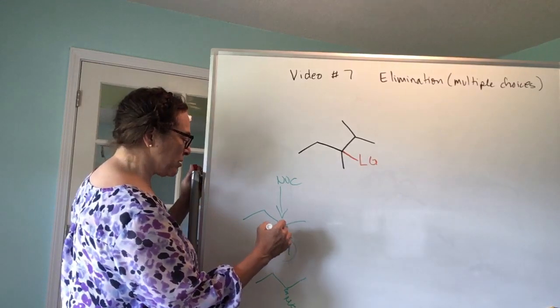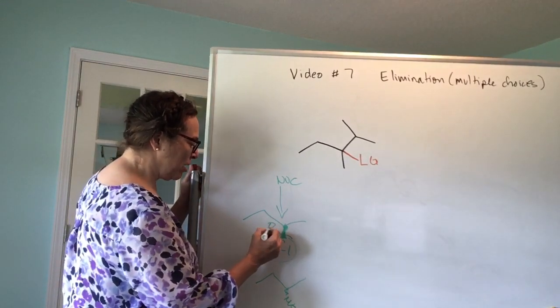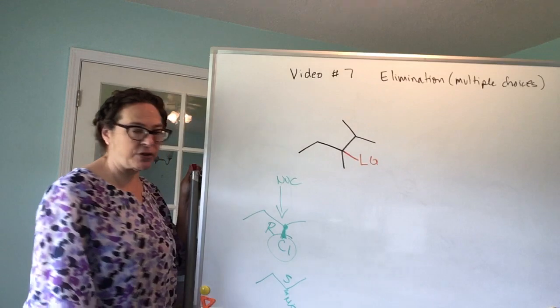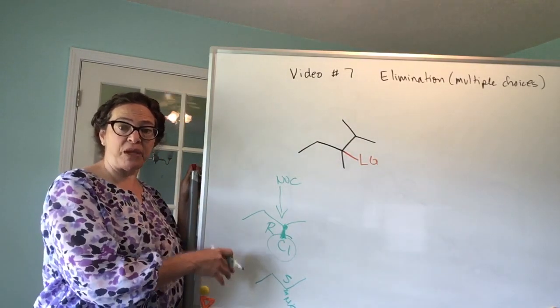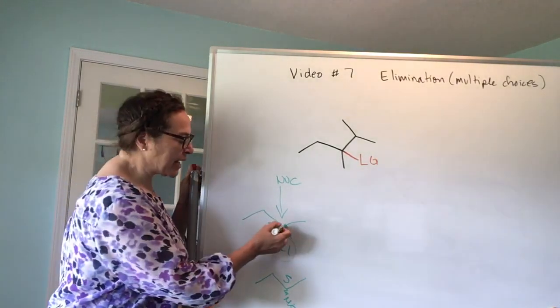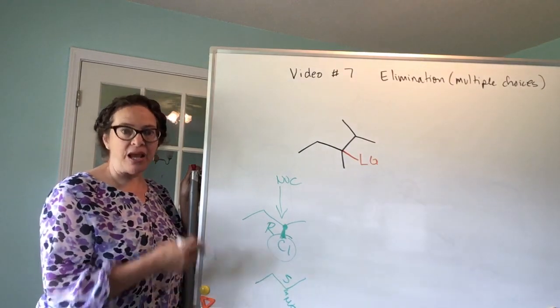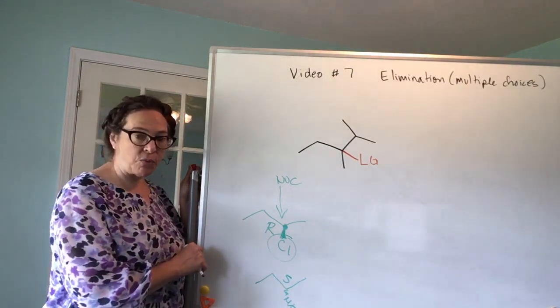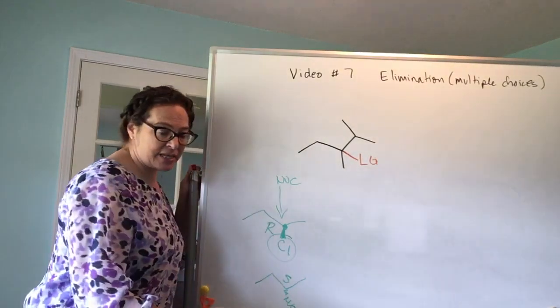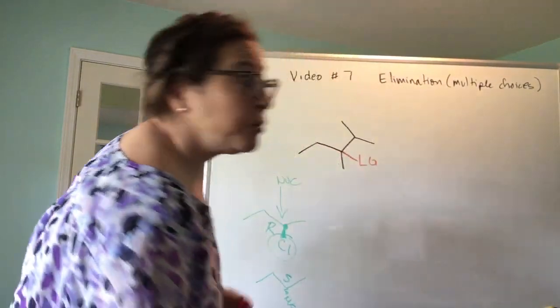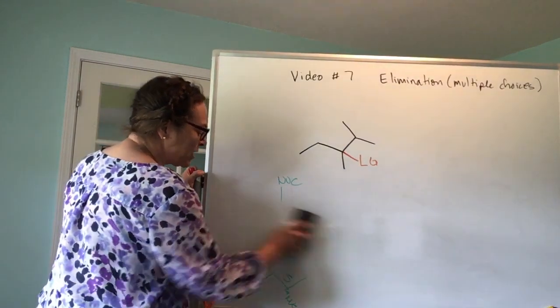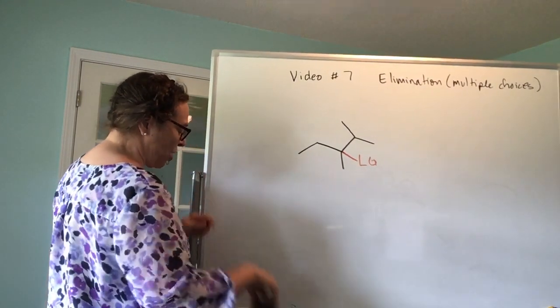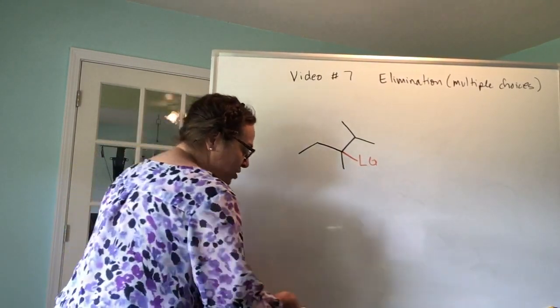I go from an R to an S configuration. And that gives me one product because I'm attacking this one position. And that's why a substitution reaction is only going to give you one product. There is the case in which a substitution can give you two products.